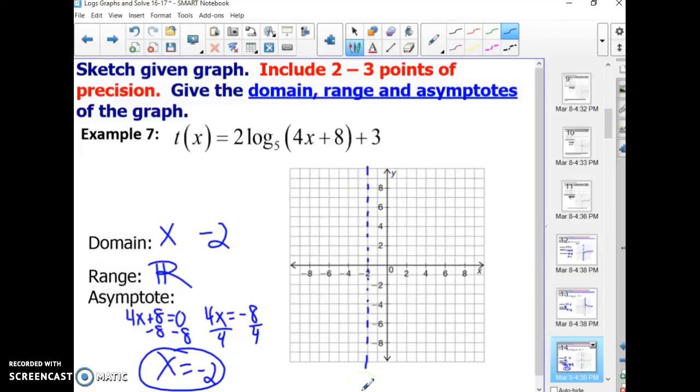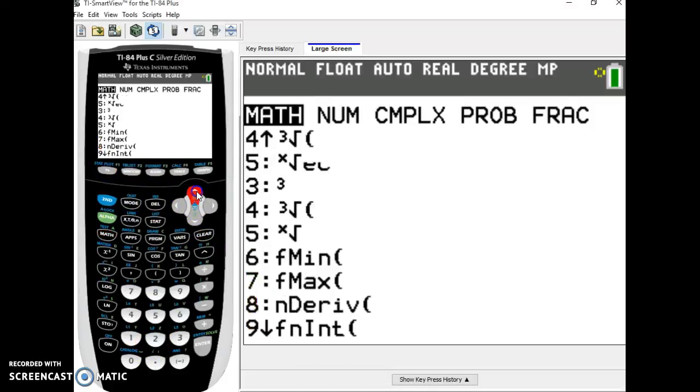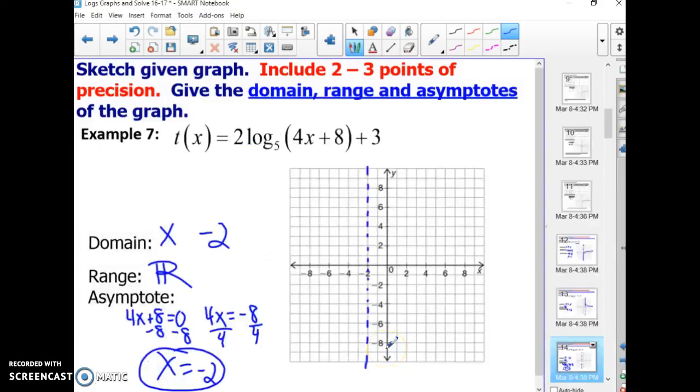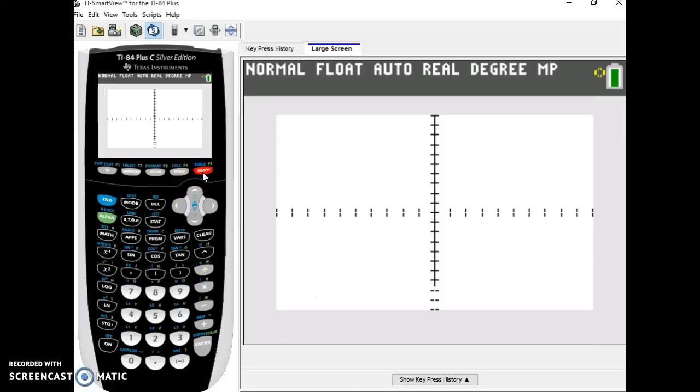So then this is the thing. Do I put in the x plus 2 there? No. I want to put in my calculator exactly what I have there. 2 log base 5 of 4x plus 8, plus 3. Math, arrow it up. Log base 5 of 4x plus 8. I add 3, and I'm trying to remember my log. It's a log base 5. Okay, it's in. I'm going to graph it.